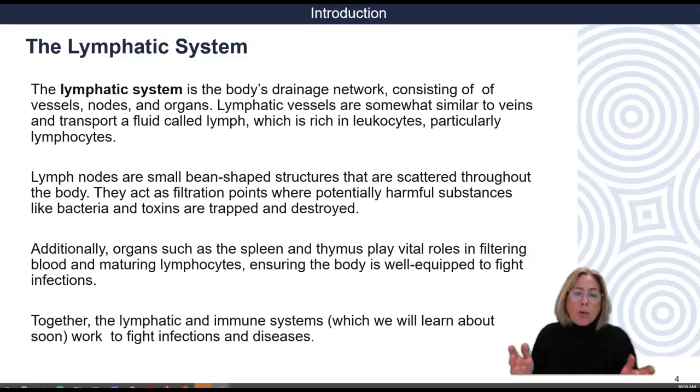We also have, though, organs of the lymphatic system, such as the spleen and the thymus. They play vital roles in filtering blood and also as the site where lymphocytes mature. And this ensures that the body is really well set up to fight infections. And together, the lymphatic system and immune systems, which we'll learn about soon in part 2 and part 3, work to fight infections and diseases.